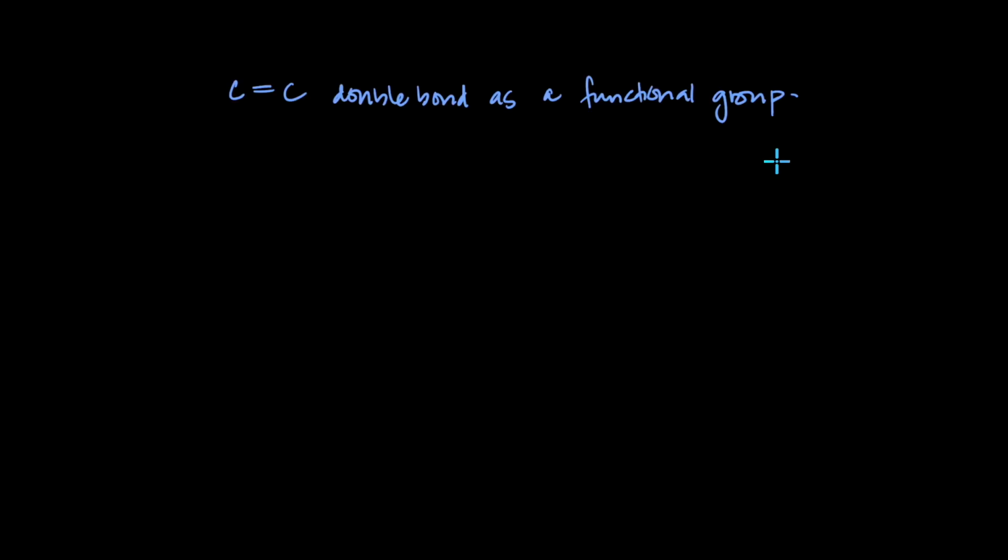Okay, so now we're going to take a look at the carbon-carbon double bond as a functional group. So let's make an alkene. Let's take the simplest alkene. They have a carbon-carbon double bond. This is one way to draw an alkene. Some books draw the same alkene this way. For you guys at your grade level, it really doesn't matter how you draw it. This is ethene.